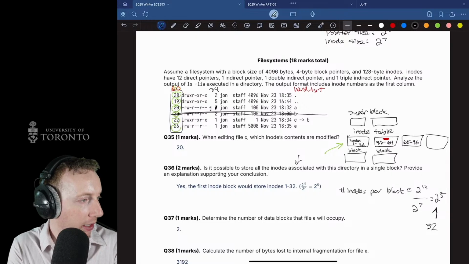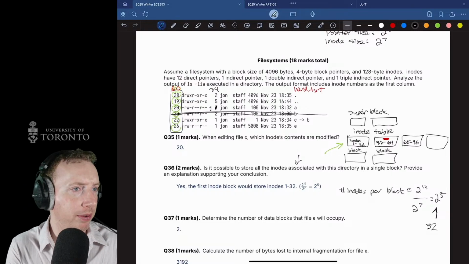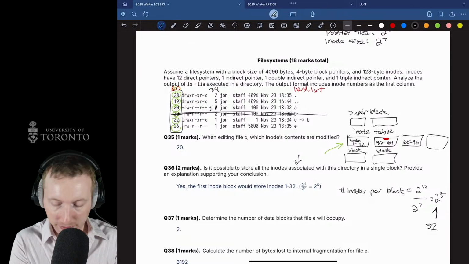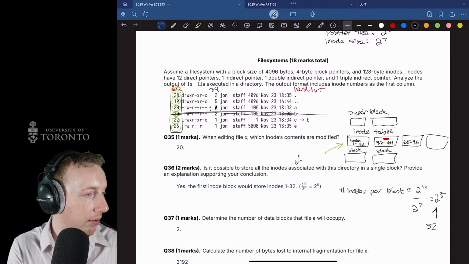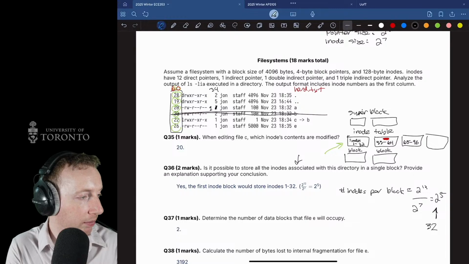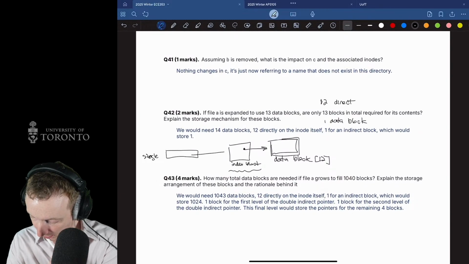All right. Any other questions? Seems to be just a whole bunch of file system stuff. So I think that is everything now. Oh, wait, we have the last question.